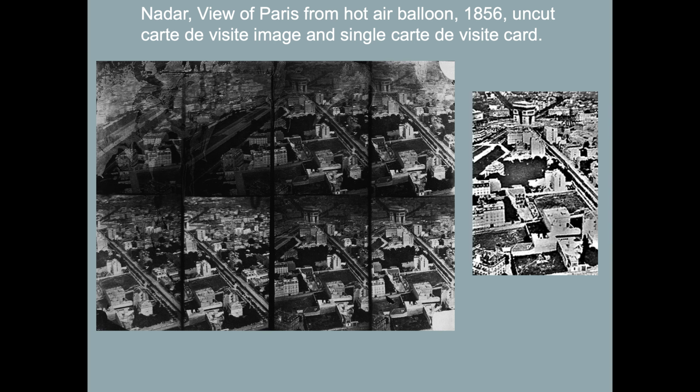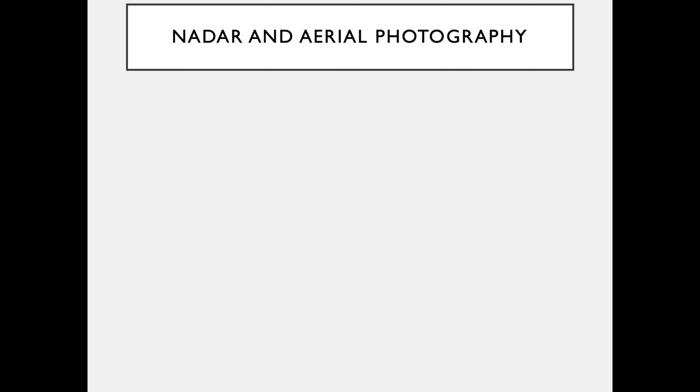And here are some of Nadar's views of Paris. So he was the first person to take a camera up in a hot air balloon and to photograph the city. Today we would do that from a drone, but he did that from a hot air balloon. And we'll learn about this in a minute, but this is called a carte-de-visite. So this is a single photograph that people could purchase of this view of the city.